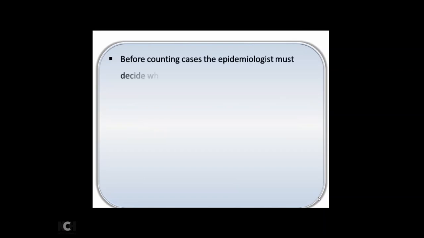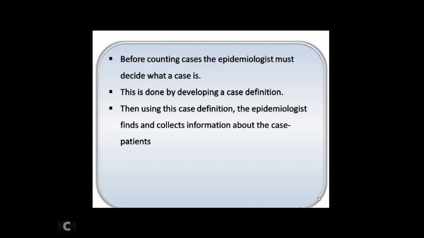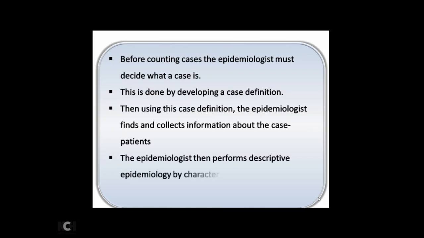Before counting cases, the epidemiologist must decide what a case is. This is done by developing a case definition. Then, using this case definition, the epidemiologist finds and collects information about the case patients. The epidemiologist then performs descriptive epidemiology by characterizing the cases collectively according to time, place, and person.